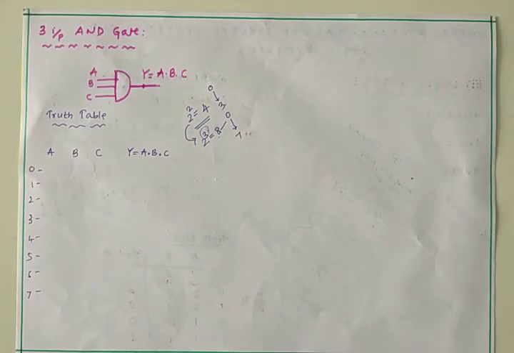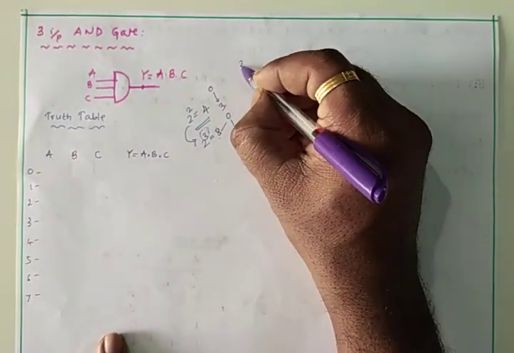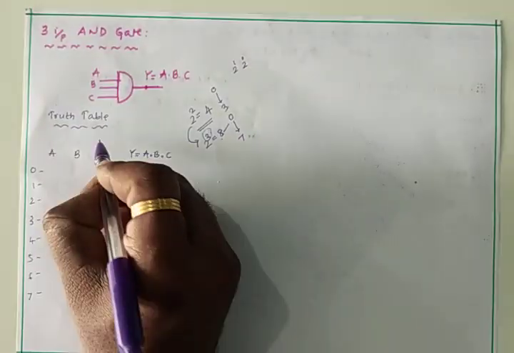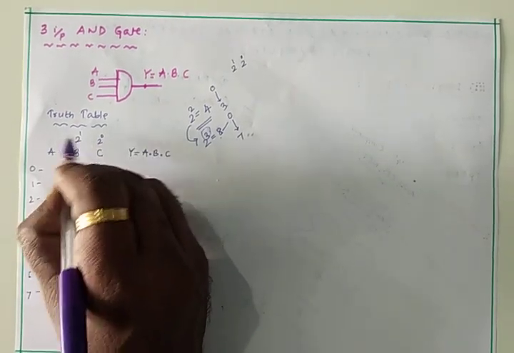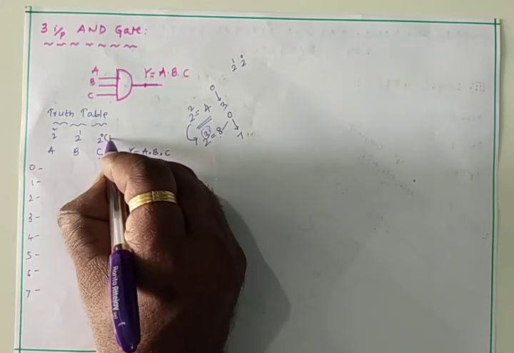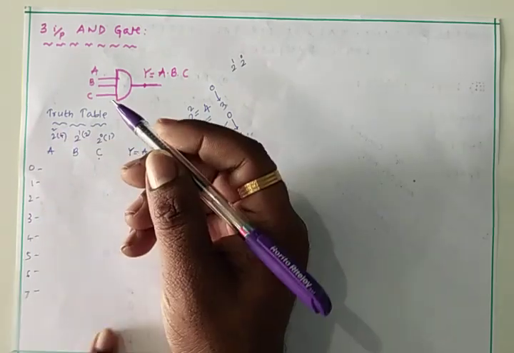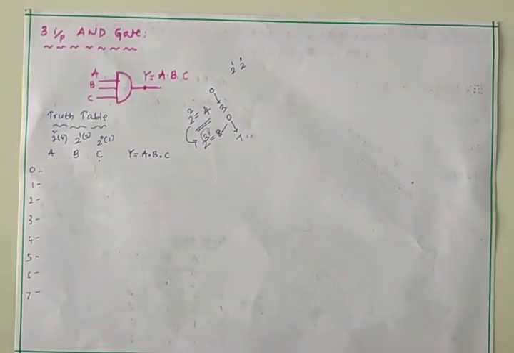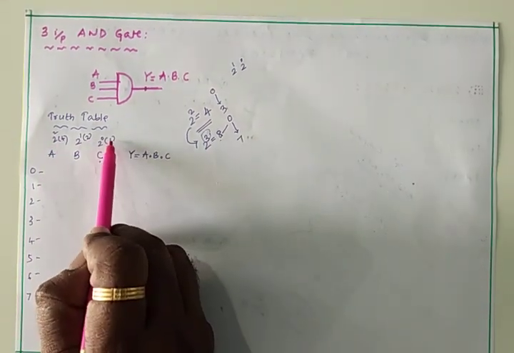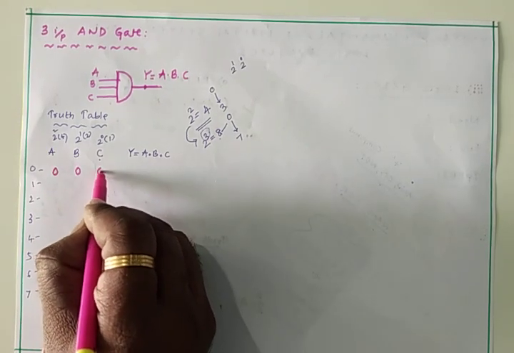Now for 3 inputs, earlier for 2 inputs we went through 2 power of 0 and 2 power of 1, and for 3 inputs we go with 2 power of 0, 2 power of 1 and 2 power of 2. 2 power of 0 is 1, 2 power of 1 is 2, and 2 power of 2 is 4. First I need to get 0. See here, this is 4, this is 2 and this is 1. I don't need to use any of those, so I can directly write 0, 0, 0.